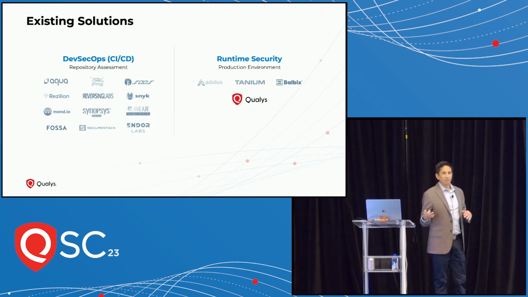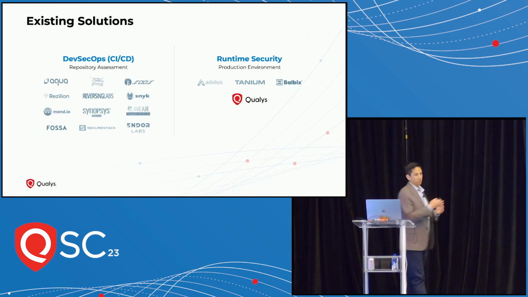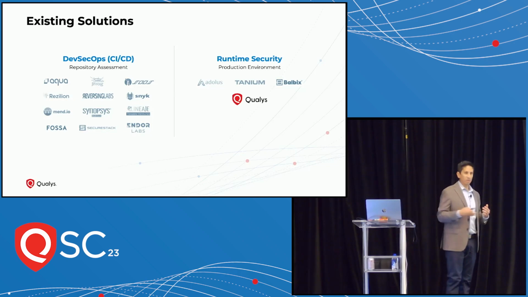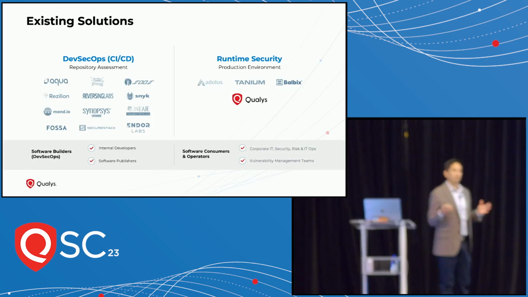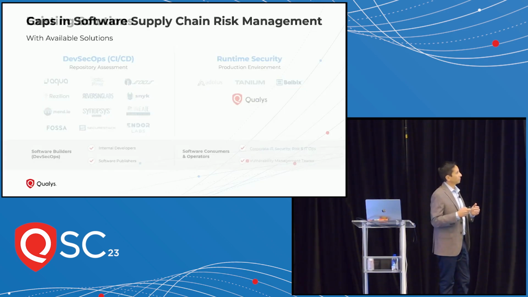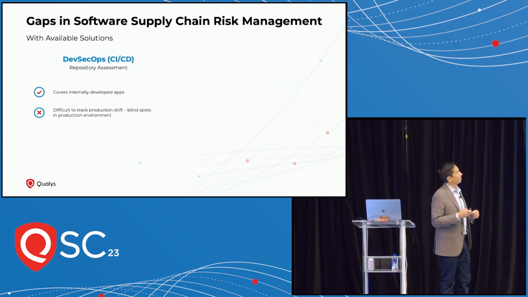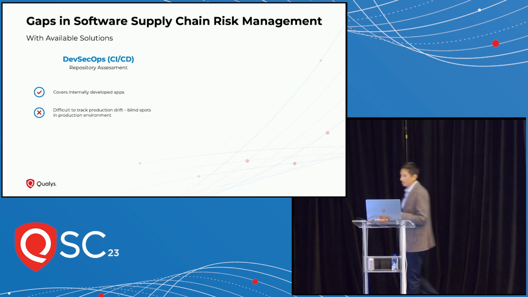On the other side, on the runtime, there are fewer solutions, including Qualys, that you can enable our agent to scan all of your software, including the libraries and the components running in production. So there are still different personas and different teams using this plethora of tools, right? So there's still a silo. And there's still a gap across this architecture.